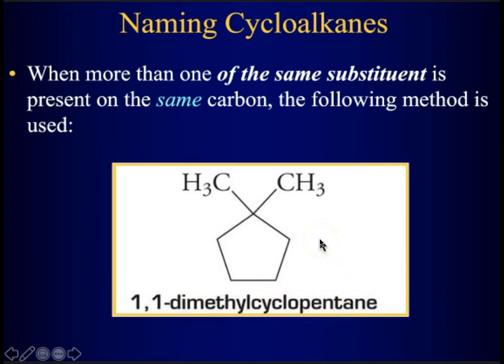So if there's only one substituent, you don't need to put where it is because it's always going to be the first carbon. But as soon as you have more than one of them, it doesn't matter where they are, you're going to need to write those numbers out front.